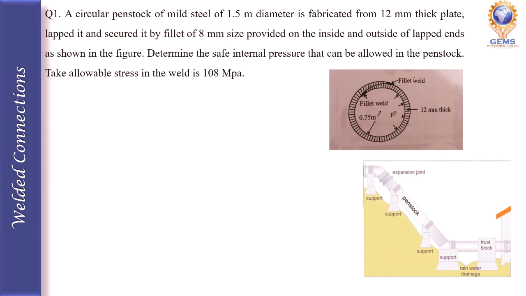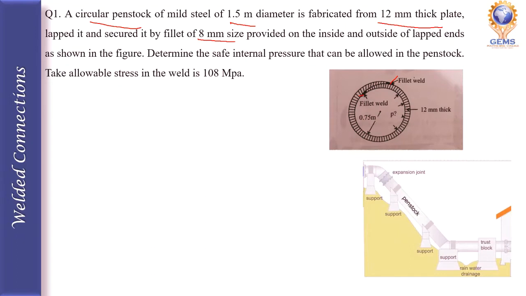Question number 1. A circular penstock of mild steel of 1.5 meter diameter is fabricated from 12 mm thick plate, lapped and secured by a fillet weld of 8 mm size provided on the inside and outside of the lapped ends as shown in the figure. Determine the safe internal pressure that can be allowed in the penstock. Take allowable stress in the weld as 108 megapascal.